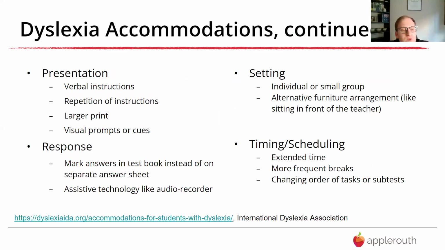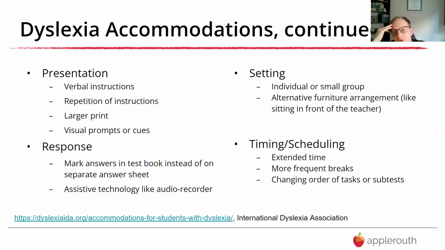Some other accommodations we'll see for dyslexia. In class, you'll get verbal instructions and repetition. I've seen on tests larger Scantron sheets, or Scantrons that you don't have to bubble in. You can just make a mark. And then other visual prompts or cues. Assistive technology like an audio recorder, so being able to record the teacher and then listen back later. That's an accommodation I've seen a few times.